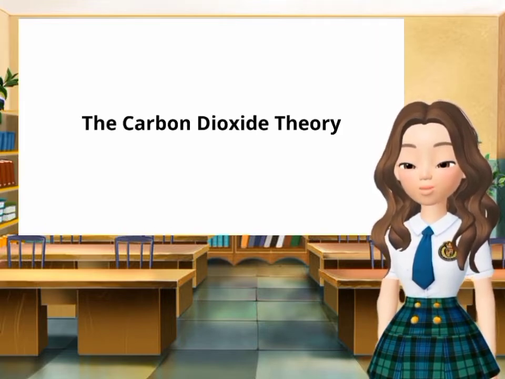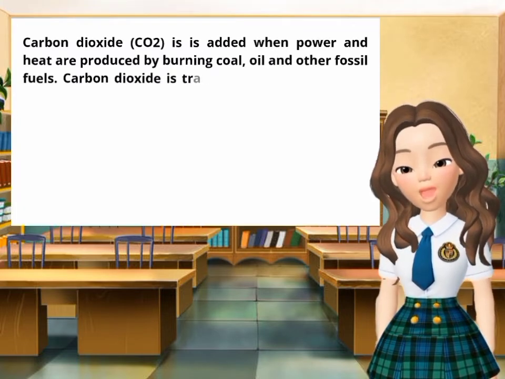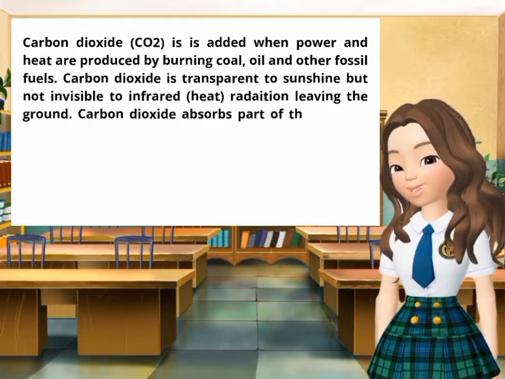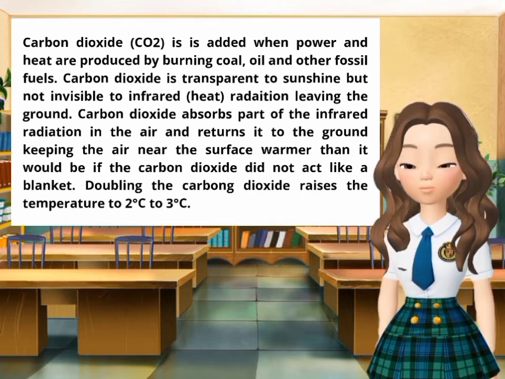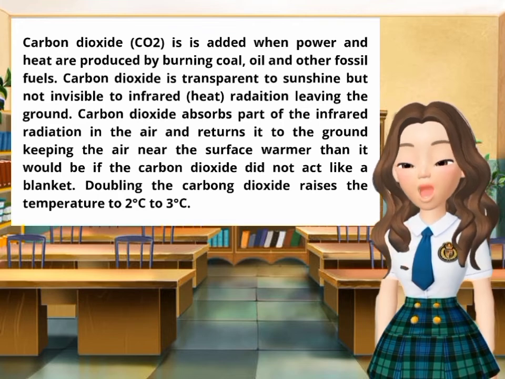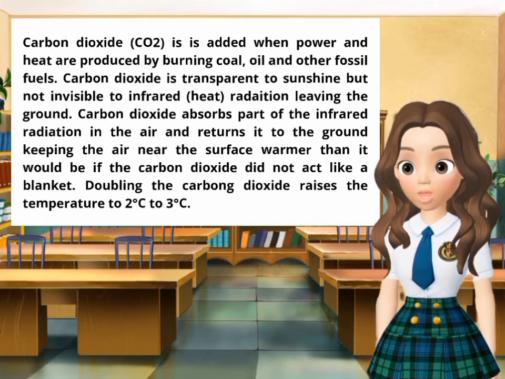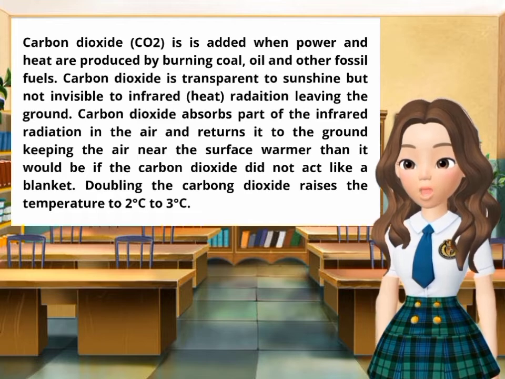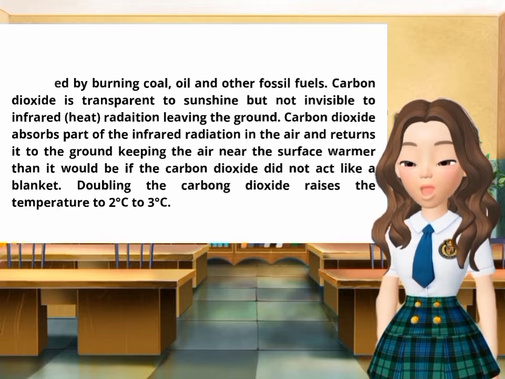The carbon dioxide theory. Carbon dioxide is added when power and heat are produced by burning coal, oil, and other fossil fuels. Carbon dioxide is transparent to sunshine but not to infrared or heat radiation leaving the ground. Carbon dioxide absorbs part of the infrared radiation in the air and returns it to the ground, keeping the air near the surface warmer than it would be if the carbon dioxide did not act like a blanket. Doubling the carbon dioxide raises the temperature by 2 degrees Celsius to 3 degrees Celsius.